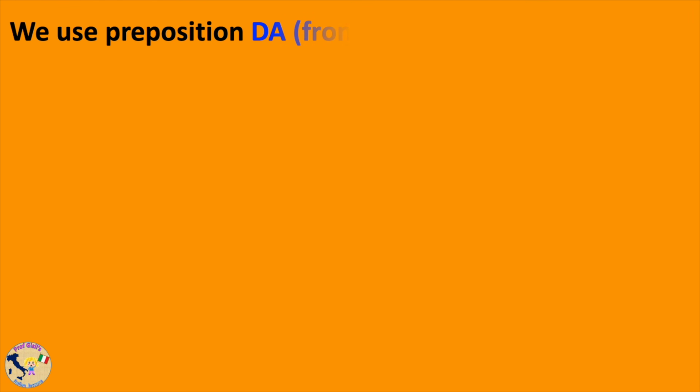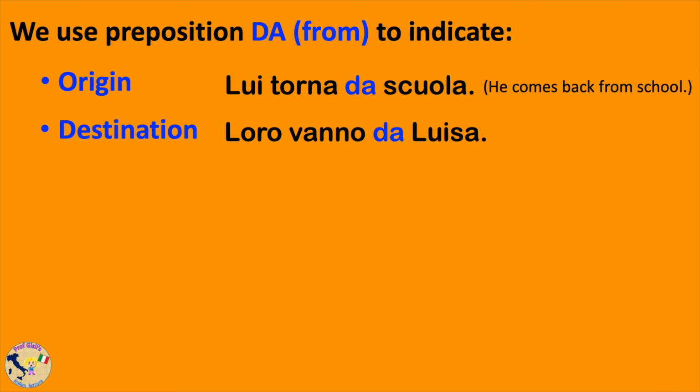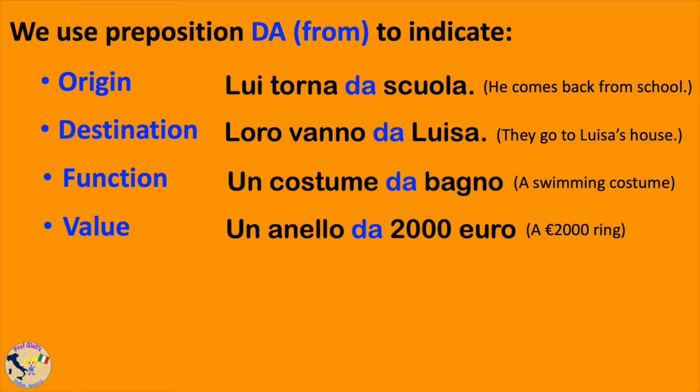We use preposition da, equivalent to English preposition from, although not in all cases, to indicate origin, the place where somebody is coming from. For example, lui torna da scuola. Destination, specifically somebody's place or house. For example, loro vanno da Luisa. The function of an object. For example, un costume da bagno. The value of an object. For example, un anello da 2000 euro.